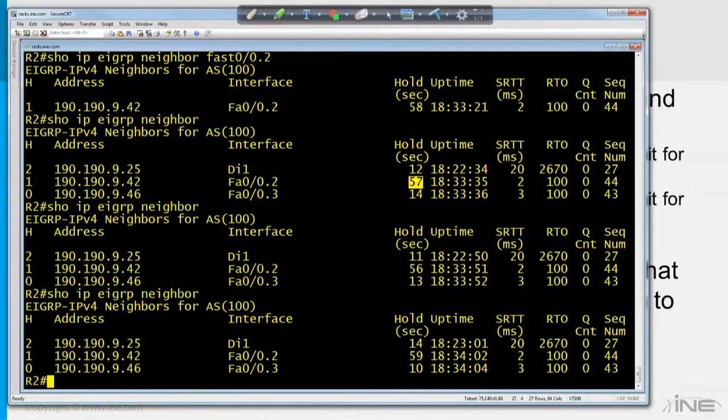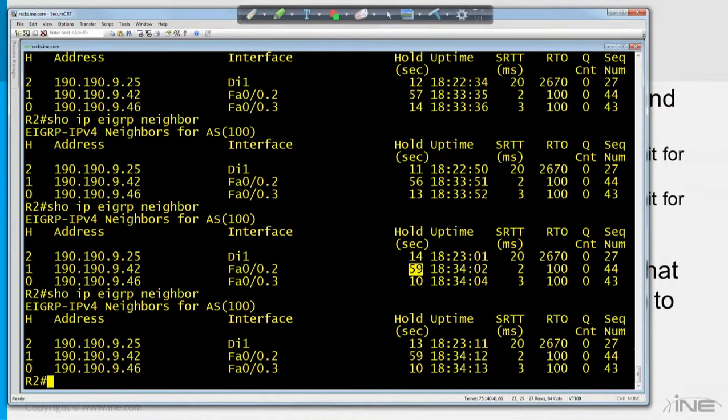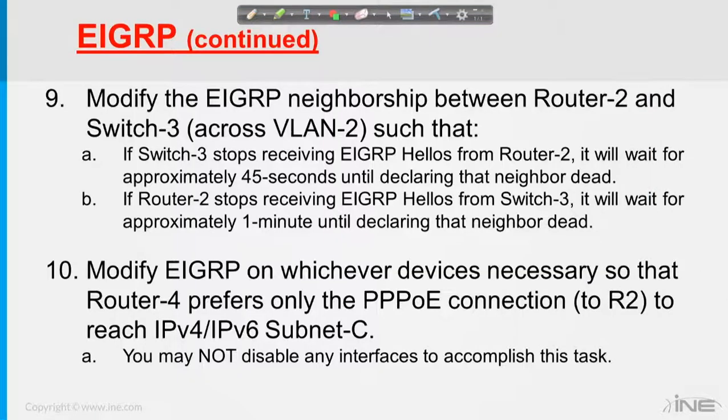Yeah, see, so now it's back up to 59 again. So it probably well and truly is 60 seconds what we're being advertised, and it's just counting down. And EIGRP on LAN interfaces sends out hello packets roughly every 5 seconds or so. So it won't get down too far before it goes back to 60. All right, so that meets the objectives of task 9A and B.